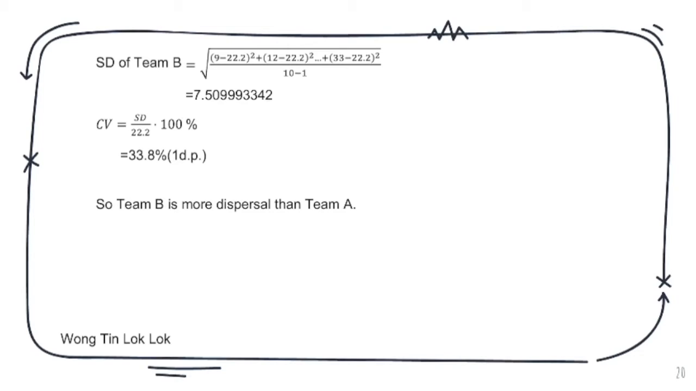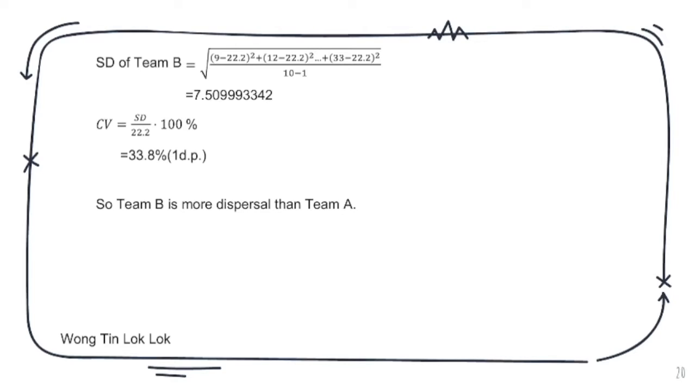And by the same equation, the SD of Team B is equal to 7.5099993342, and the CV is equal to the SD of Team B divided by 22.2, which is the mean of Team B, times 100%, which is 33.8%, correct to 1 decimal place.